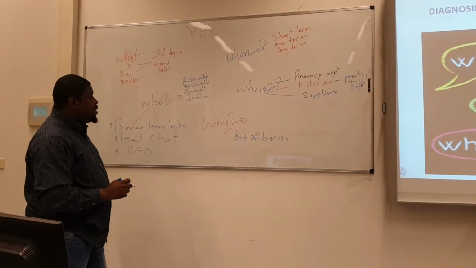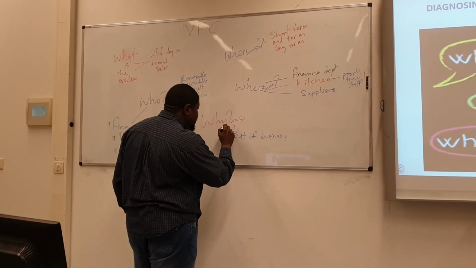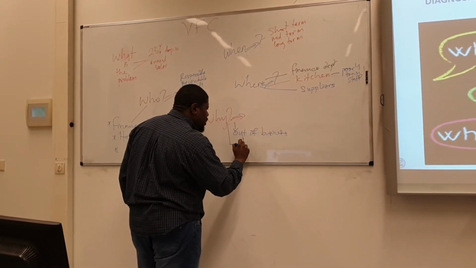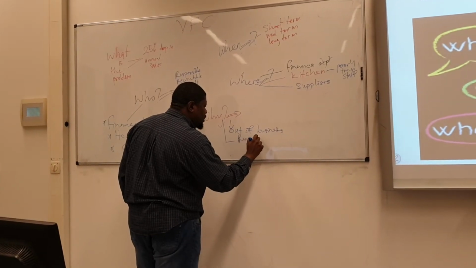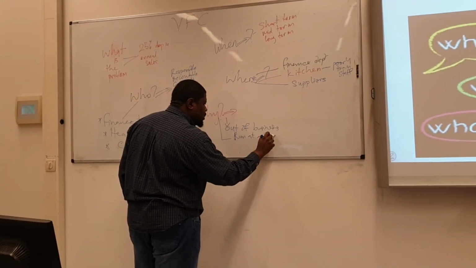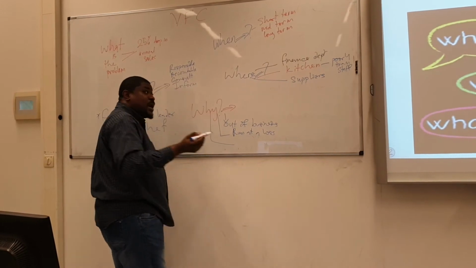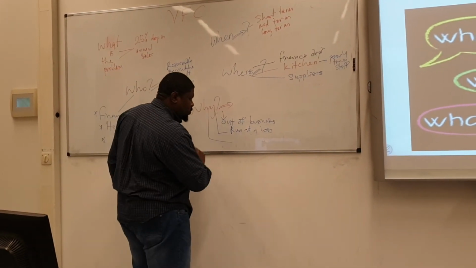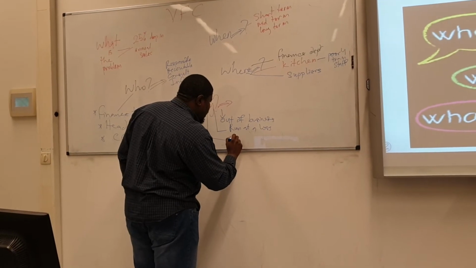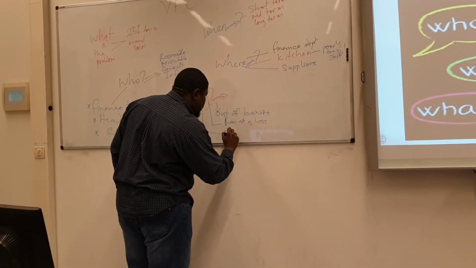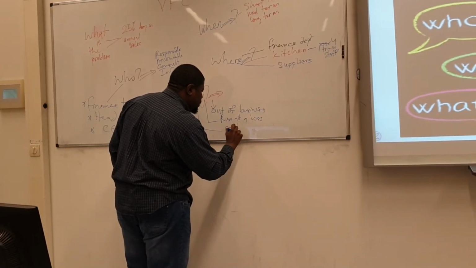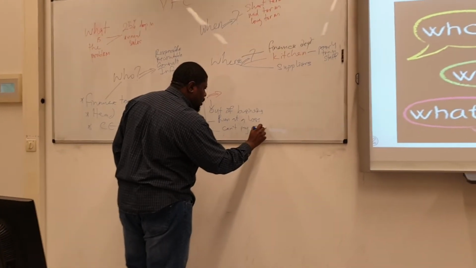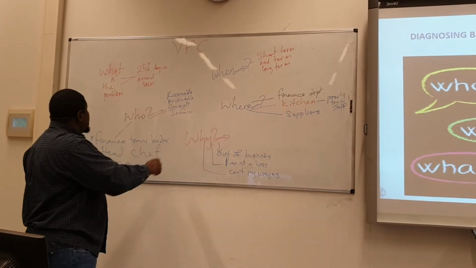Why is it a problem? We run at a loss. Of course. You cannot pay staff. If this keeps happening, then you cannot pay staff. Can't pay wages. So this could be the outcomes.